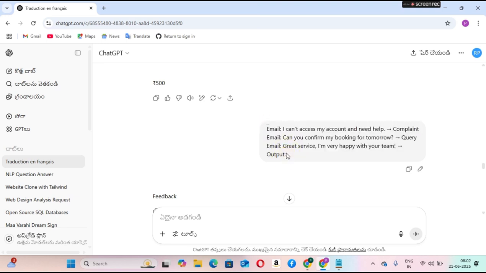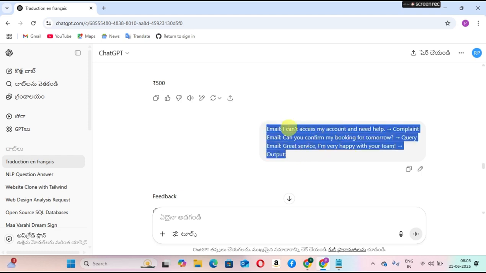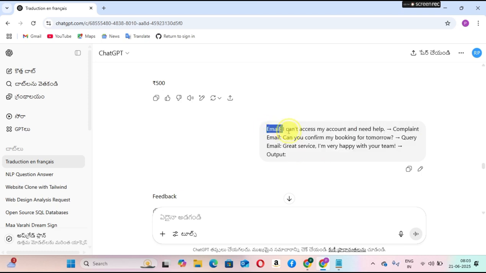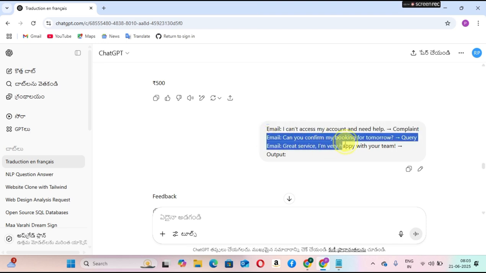Now we will do email intent classification. So we will give a few labeled examples, then ask the model to classify a new one. So here is our complete prompt. In this prompt we have two emails which are labeled and one email which is not labeled. So example 1, email: I can't access my account and need help, which is labeled as complaint.